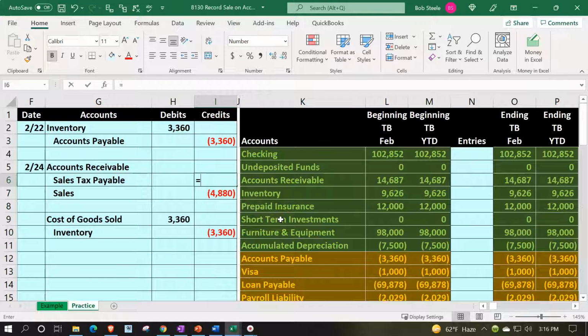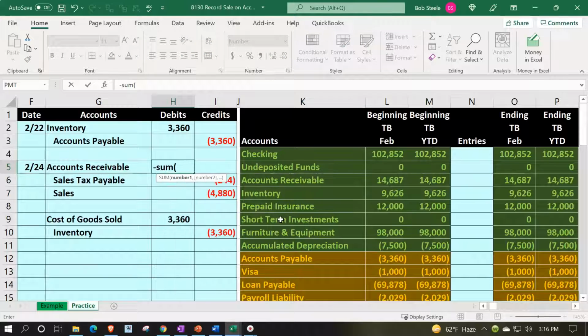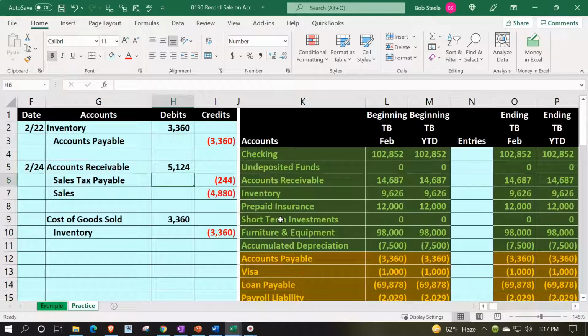We've got to pay the sales tax to whoever's telling us we need to pay them sales tax. If you want to stay in business, you've got to pay for protection. So we pay the state and the government and the city the 5% for our practice problem, 244, the negative sum. We got the 5,124 here, so that looks good. Let's go ahead and post it out then.